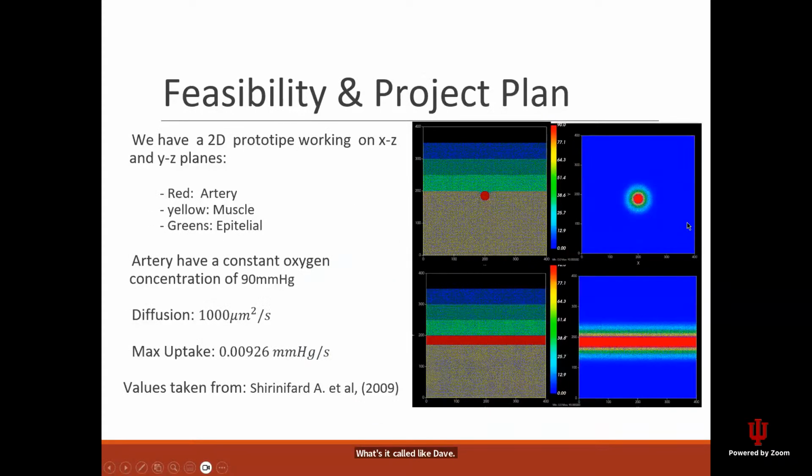I'm sorry. So we already have a 2D prototype working on each XZ and YZ plane. The artery is this red dot. This is the muscle, and these three layers are the epithelium. The red dot has a constant production of oxygen, and we have a constant oxygen concentration of this value, and these are the values that we are taking from this publication from Shirin. I hope I'm pronouncing that right.